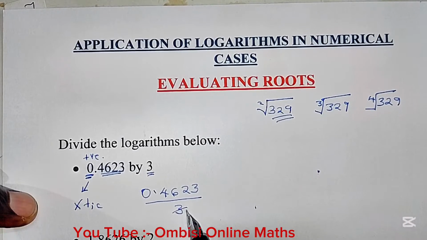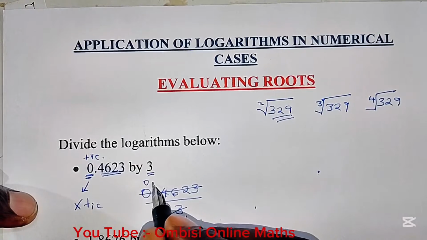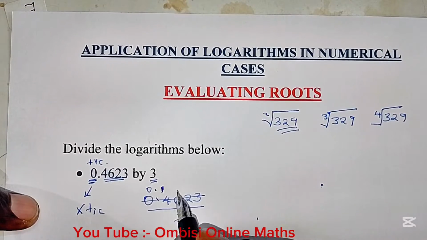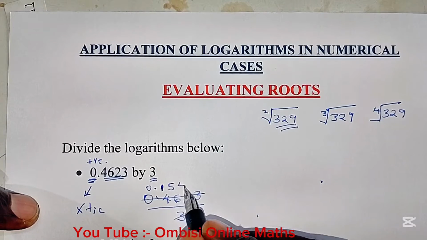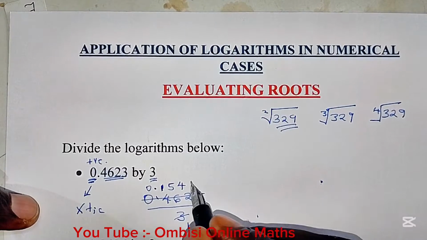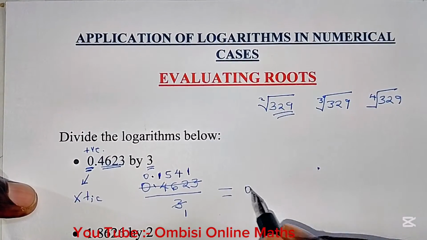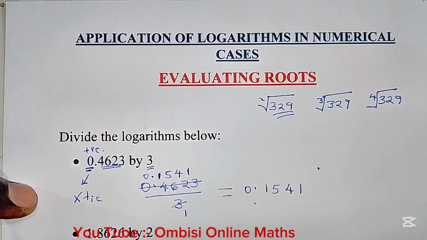So you find that 3 goes into 0, 0, point, into 4 it is 1, carry 1 into 16 it is 5 because of 15, carry 1 into 12 it is 4, then into 3 it is 1. So this one, the answer becomes 0.1541. So the characteristic was positive, so division becomes very easy.